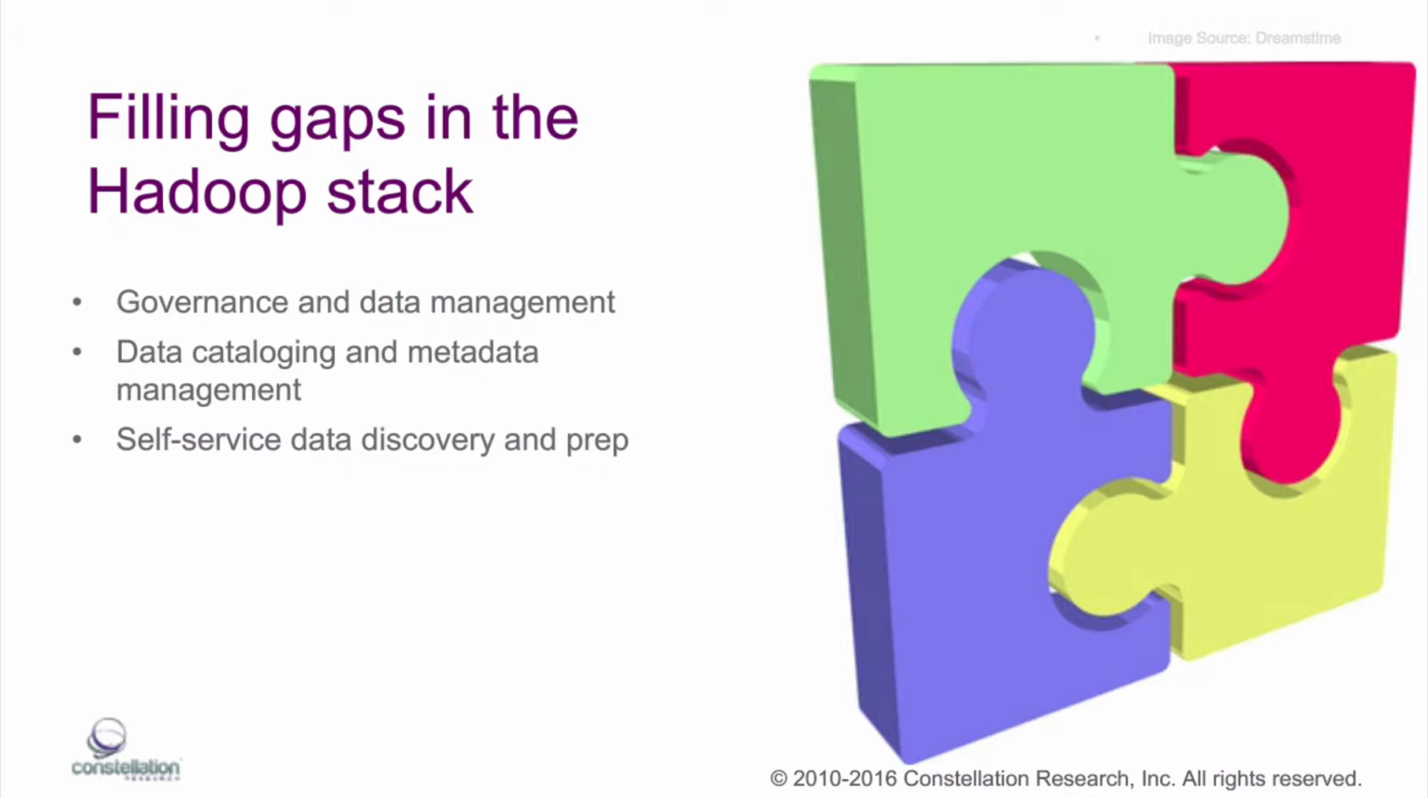Now, big data pioneers and fast followers know that Hadoop still has gaps in capabilities and some primitive coding-intensive tools. But the good news is that we're seeing a rich ecosystem emerging with many open source contributions and commercial vendors working on data management and governance, data cataloging, metadata management, easier data discovery, and prep. Now, all of these topics are discussed in my Democratize Big Data report, and we'll share a link to that research later in the webinar.